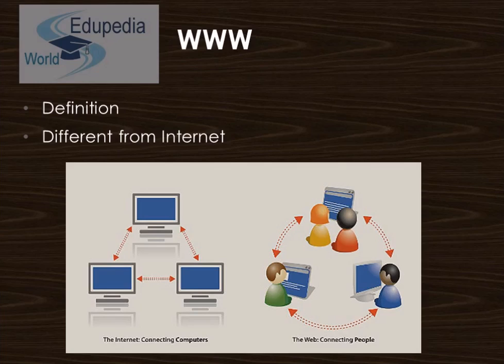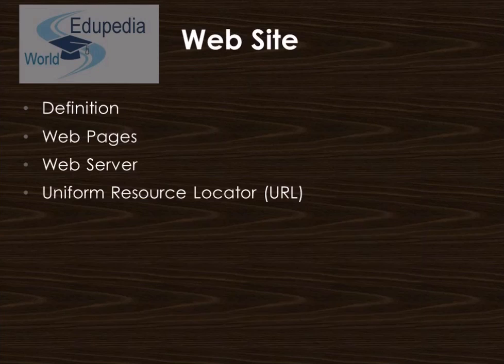So you can say that World Wide Web is a subset of internet. Now, as you can see, it is clarified from this diagram as well that the internet is connecting the computers, whereas the web is connecting the people. So they are not synonyms. So now let's have a look at two main components of World Wide Web.